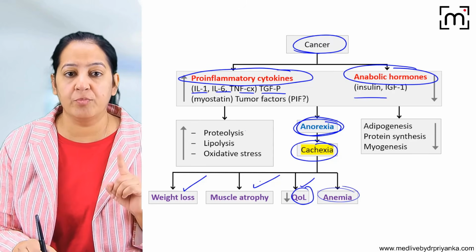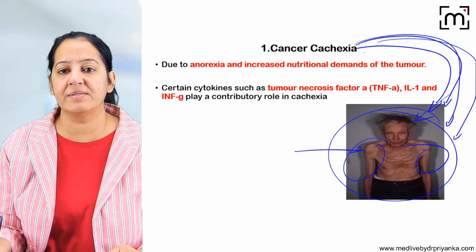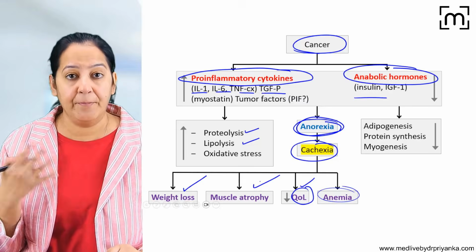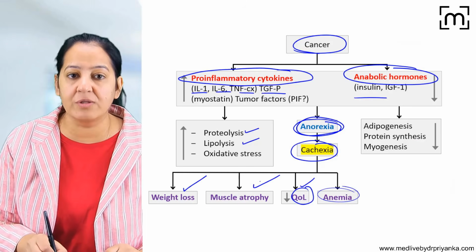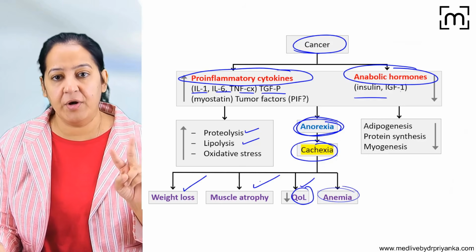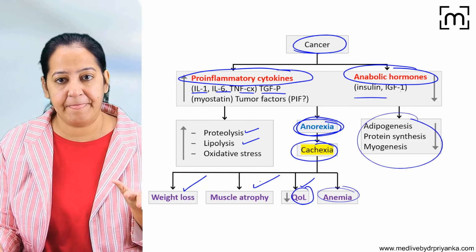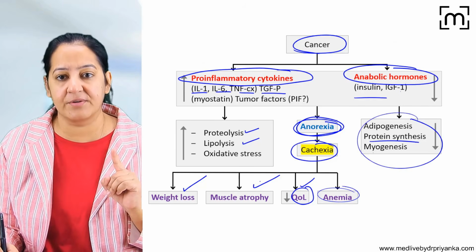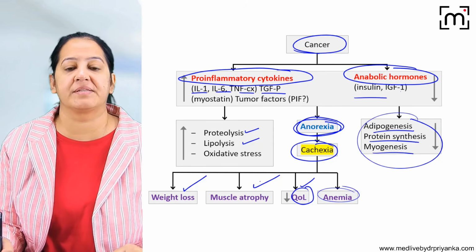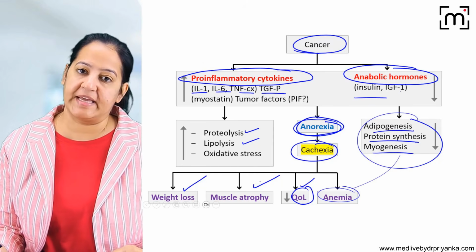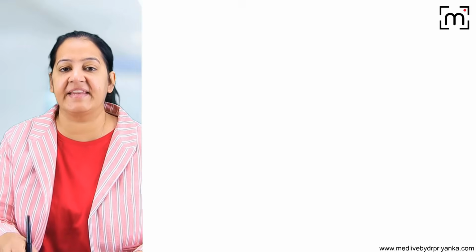So what do they do? They do proteolysis, lipolysis. So proteolysis, all the protein is destroyed. Lipolysis, all the lipid is destroyed. That also leads to anorexia. And the anabolic hormones also cause the same, that reduces the protein synthesis, reduces the myogenesis, reduces the adipogenesis, and that leads to cachexia. So there are three causes of cachexia in a cancer patient.